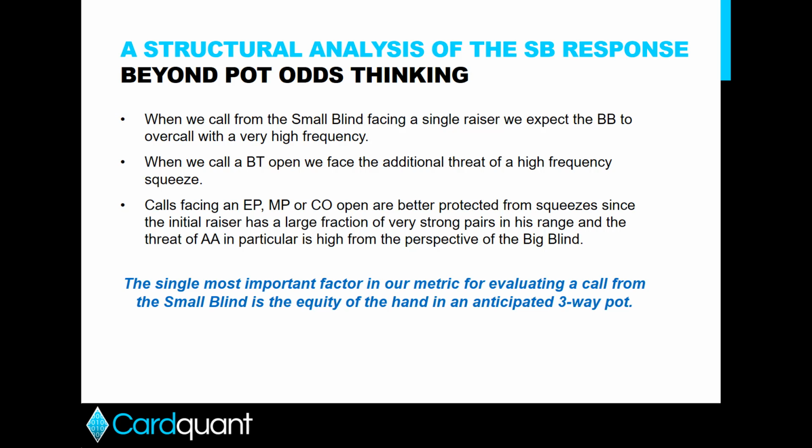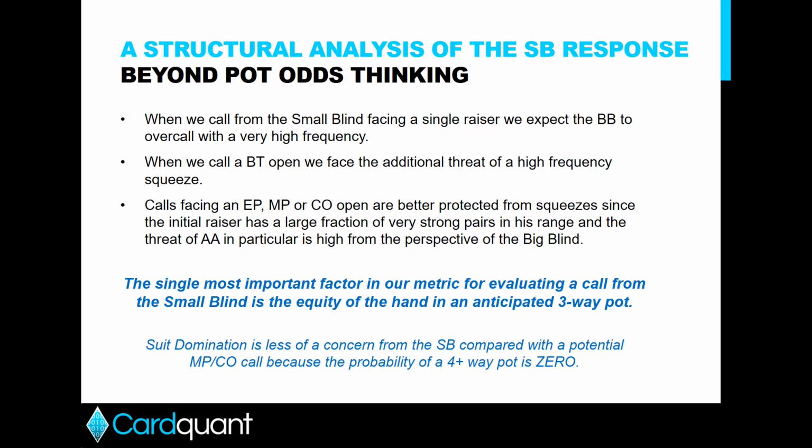So the single most important factor in our metric for evaluating a call from the small blind is the equity of a hand in an anticipated 3-way pot. But this 3-way part of the statement is especially important because suit domination is going to be less of a concern from the small blind compared with a potential middle position or cutoff call, precisely because the probability of a 4+ way pot is 0.